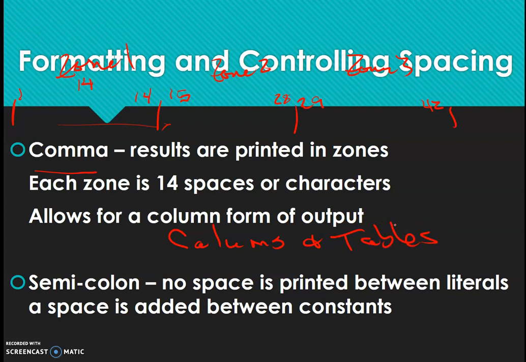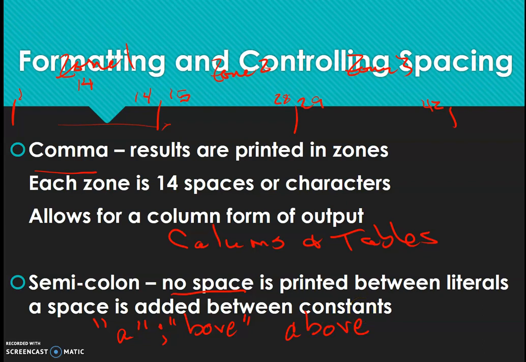The semicolon puts no spaces between printed literals. So again, I could tell it to print the A, and like in the previous example where I used the plus sign, this will give me the words abutted against each other.